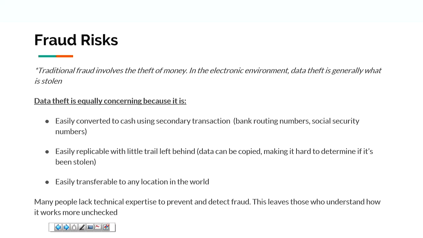So let's say someone can get a hold of your bank routing number, your social security number. This can be really easily converted into cash. It's easily replicable with little trail left behind. So the original data can still be there and someone can make a copy of that data. And it's really hard to even determine if someone has made a copy of the data. And it's easy to transfer to any location in the world. Many people lack technical expertise to prevent and detect fraud. So this leaves those who understand how it works more unchecked.